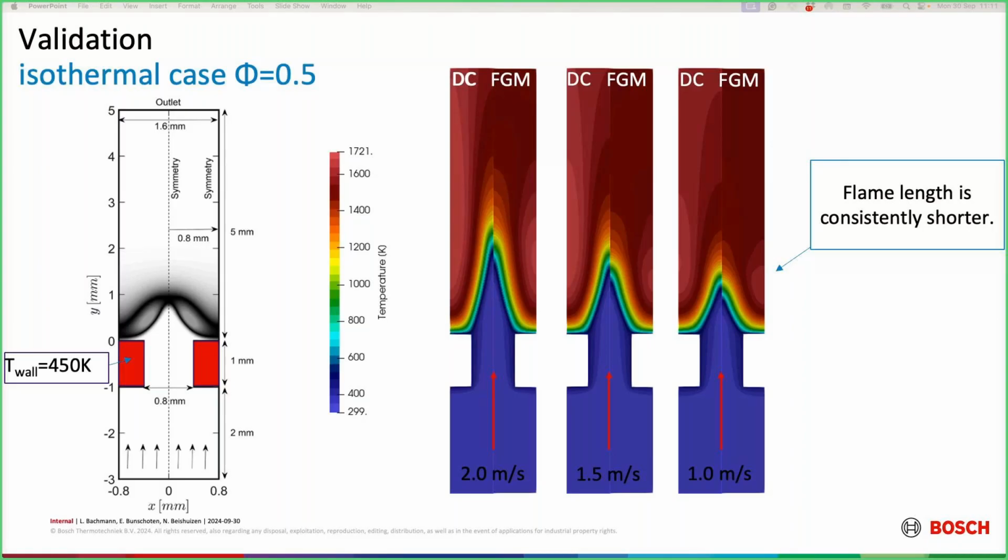However, the FGM flame length is consistently shorter over all the different inlet velocities. Why is that? That is because we still have an overprediction of the source terms. The source terms are still too high, which means that the heat release is too high, which means that the flame length is shorter. If you look at the actual source terms, you can also see this.